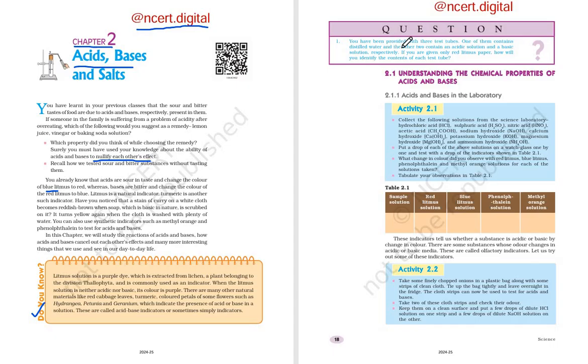You have been provided with 3 test tubes. One of them contains distilled water and the other 2 contain an acidic solution and a basic solution, respectively. If you are given only red litmus paper, how will you identify the contents of each test tube?